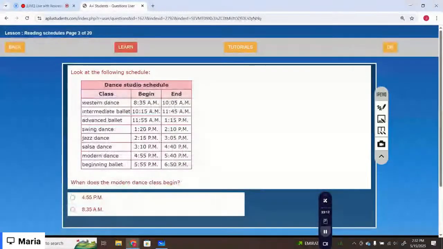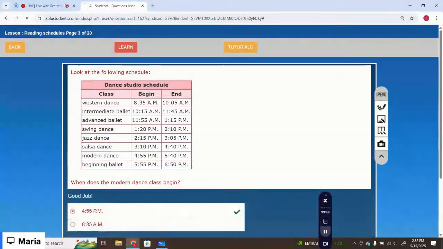Look at the following schedule. When does the modern dance class begin? The modern dance class begins at 4:55. Sorry, option number one is the correct option.